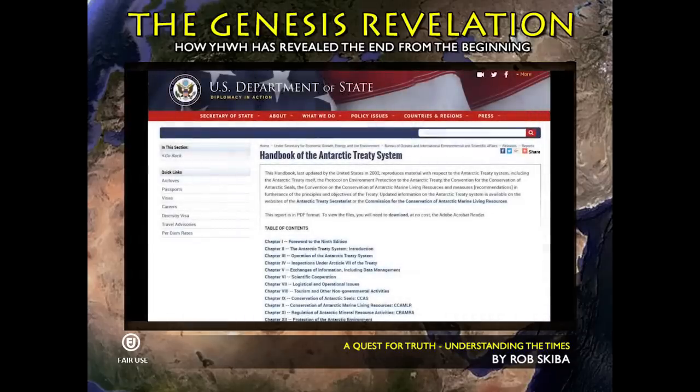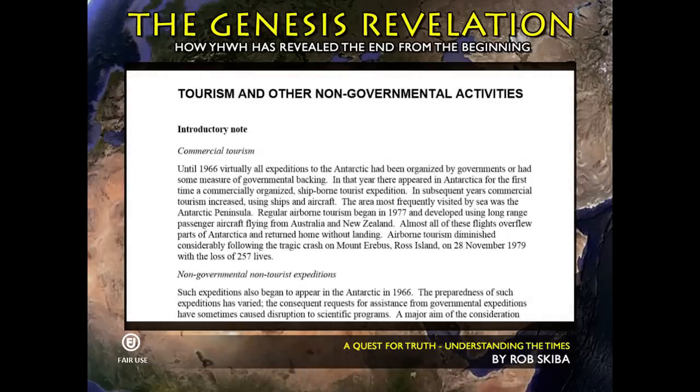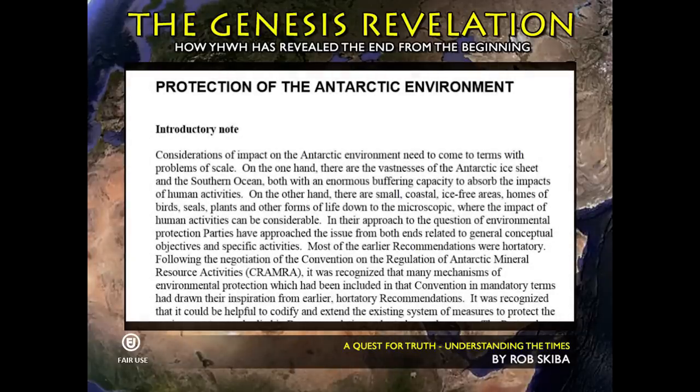This is the Handbook of the Antarctic Treaty System. These are the rules that govern all signatories to the treaty. We'll be citing to it regularly as it lays down the rules that govern the Antarctic Treaty beyond the fluff of the treaty language itself. Most importantly, we're going to look at the rules governing non-governmental activities located here, and some of the rules regarding the protection of the environment located here.